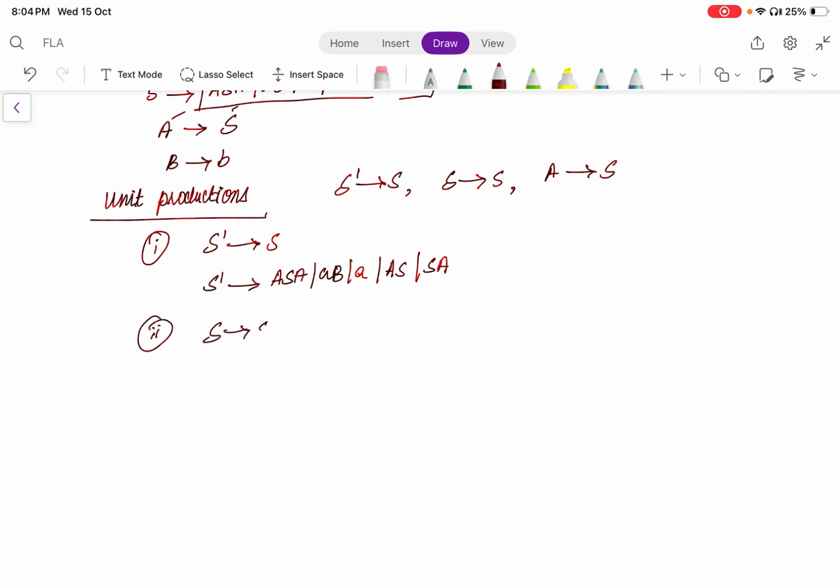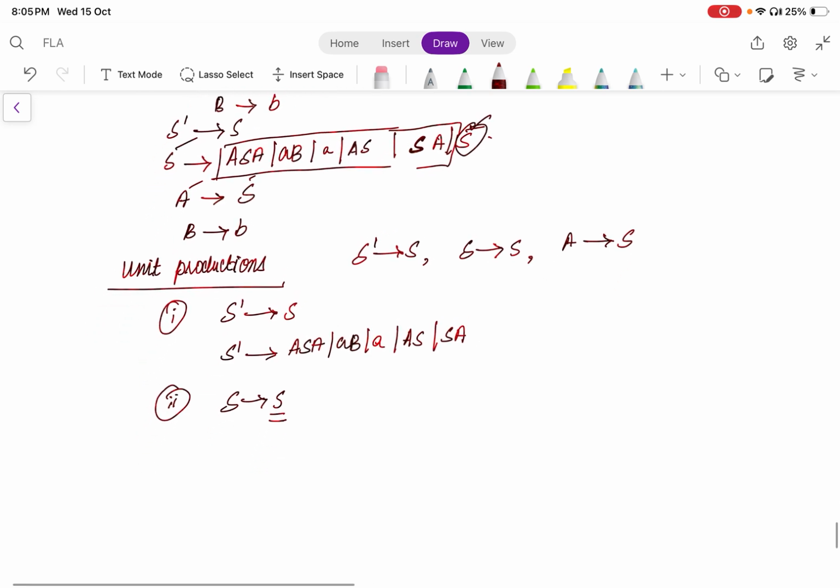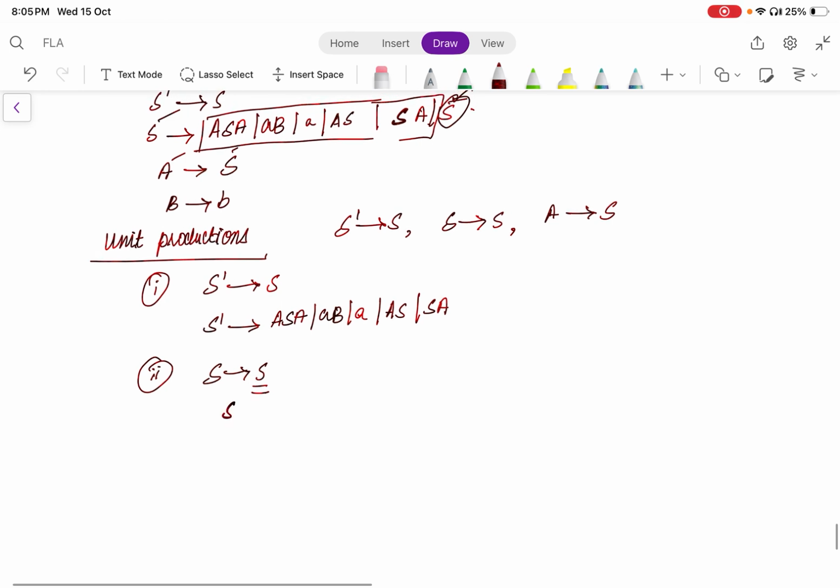S tends to S. Whatever I substitute in place of S, you will get the same production as the original value of S. So if it is repeating, you don't have to write it again. That is why the S production remains the same. Just remove the unit production S and write the rest of the production. So that is ASA, AB, AS, and SA.